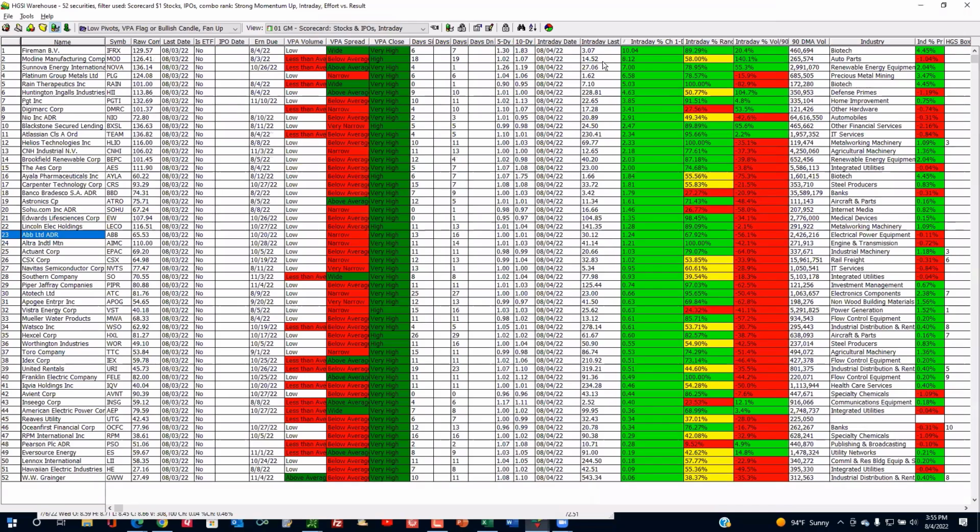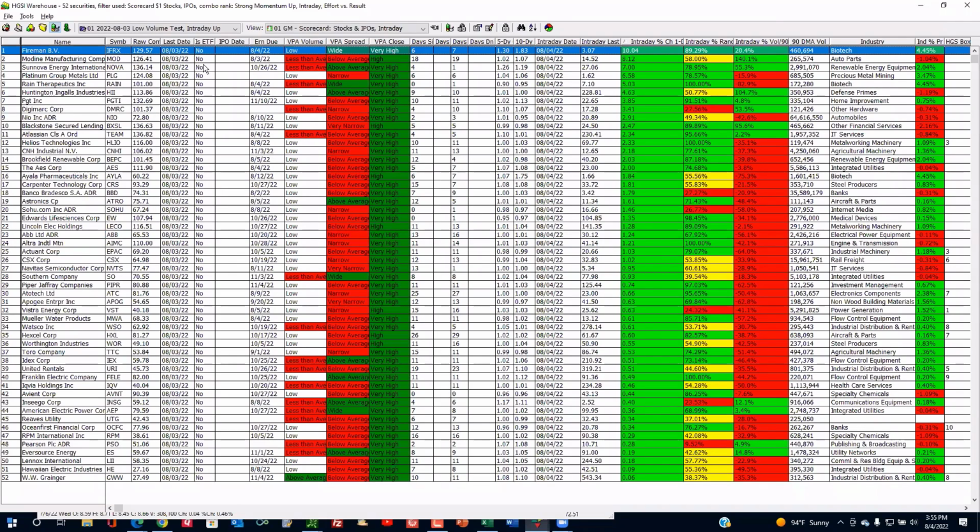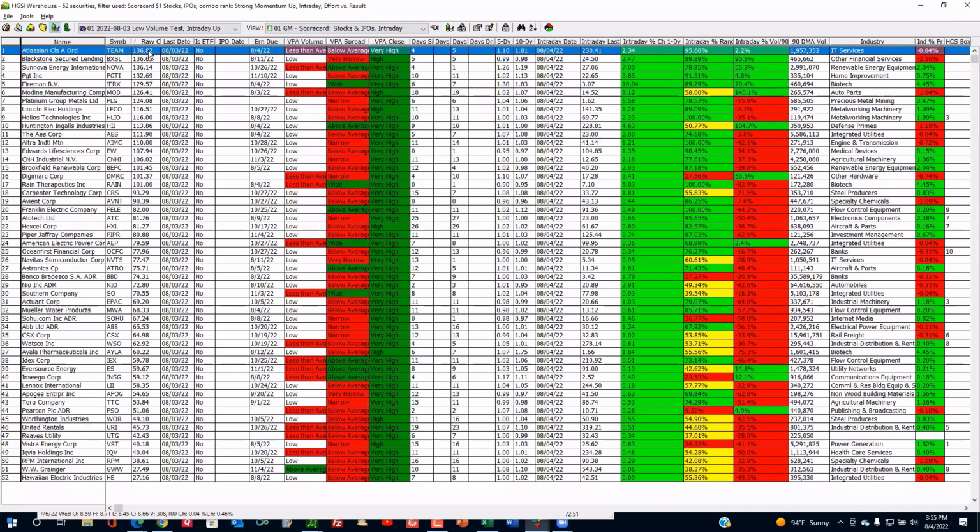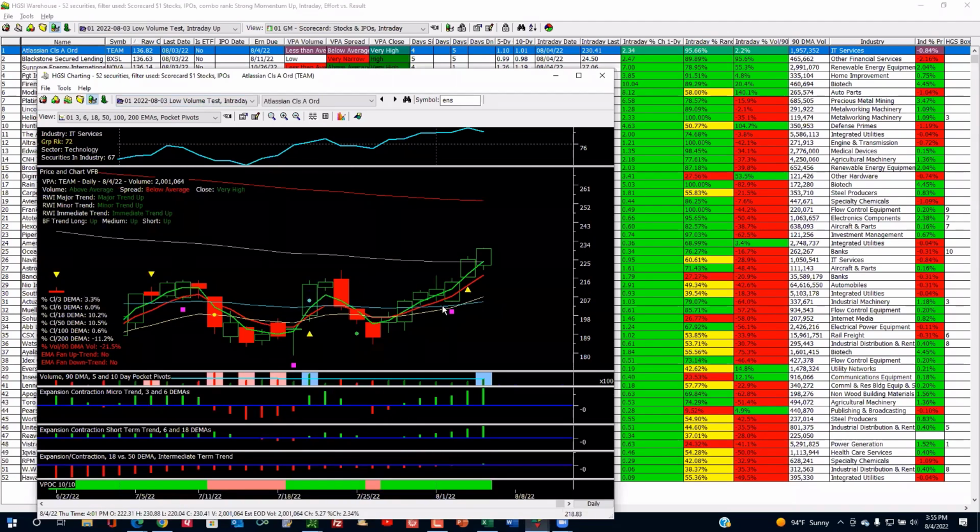If I click on this, I can see that the price is up on all of these, and I'll just sort on raw combo. Let's just look at the first one here. This is from the prior day. There's a low volume test. There's a confirmation of that test yesterday.